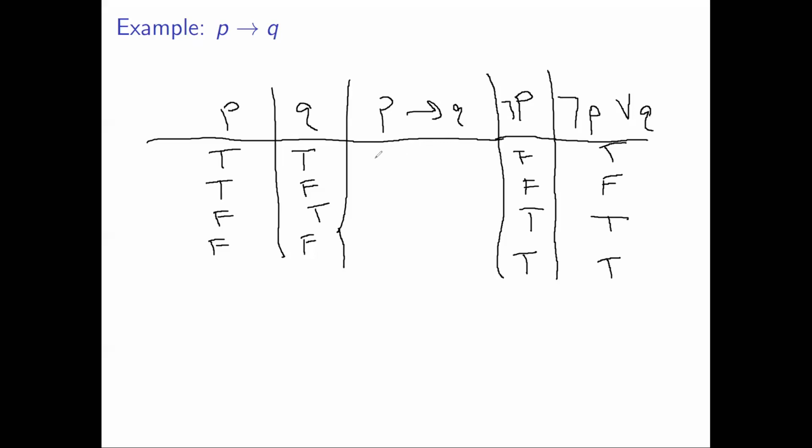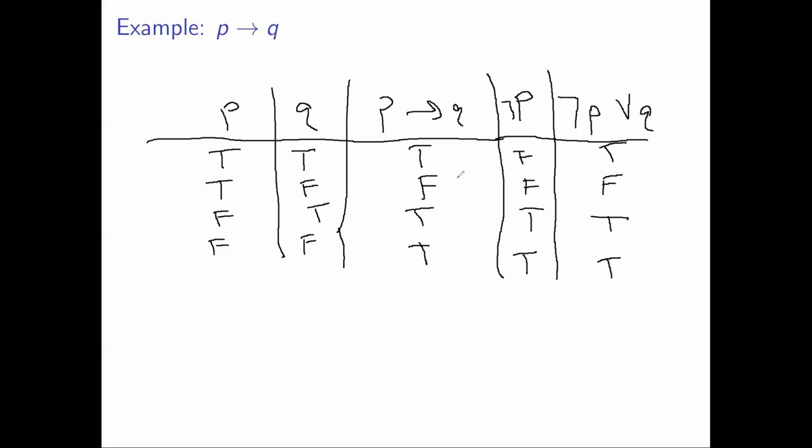And now we'll do this middle column, P implies Q. So here, first row, hypothesis is true, conclusion is true, so the implication is true. Second row, hypothesis is true, conclusion is false. P true, Q false. So the implication is false. Last two rows, the hypothesis is false in both of them, regardless of the value of the conclusion. When the hypothesis is false, the implication is true.